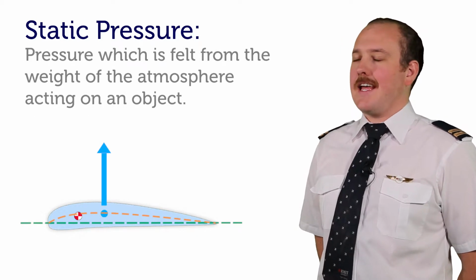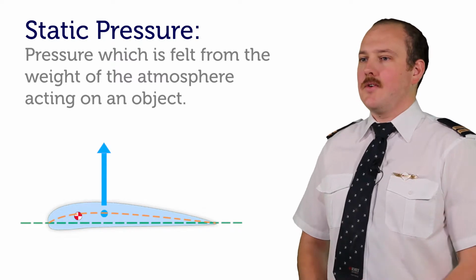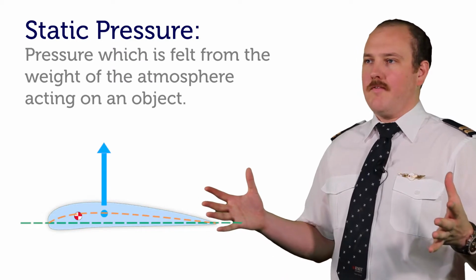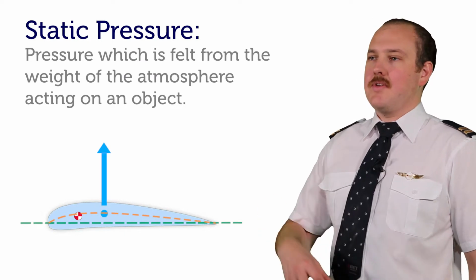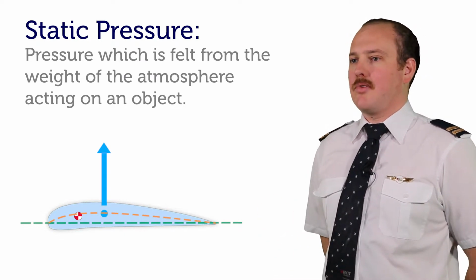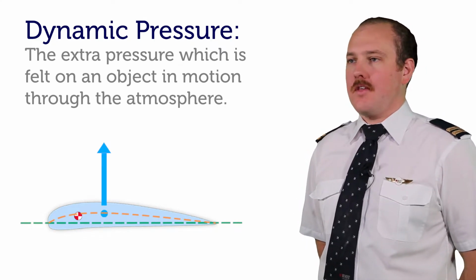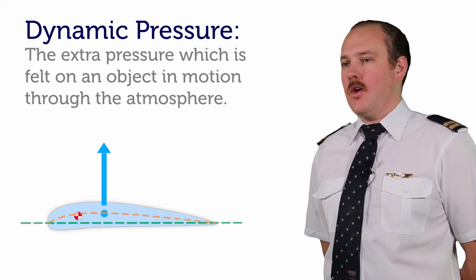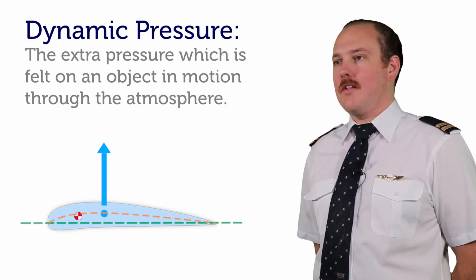We also have static pressure and dynamic pressure. Static pressure and dynamic pressure are interrelated. The static pressure is felt from the weight of the atmosphere acting on an aircraft. So if you imagine a pool of water, and that pool of water is nice and calm, that's static. But if we then jump into that pool, that turns into dynamic pressure. Dynamic pressure is the extra pressure which is felt on an object in motion through the atmosphere. So you can think of it, if the car is stationary and you put your hand out the window, what you're feeling on your hand is static pressure. As that car starts to accelerate, what you're then feeling is the dynamic pressure on your hand.